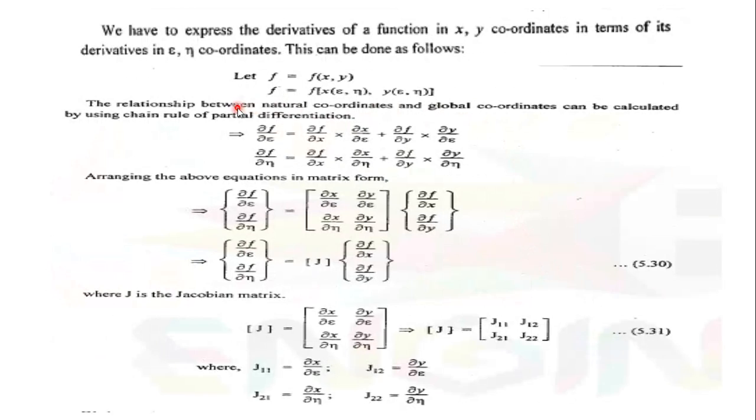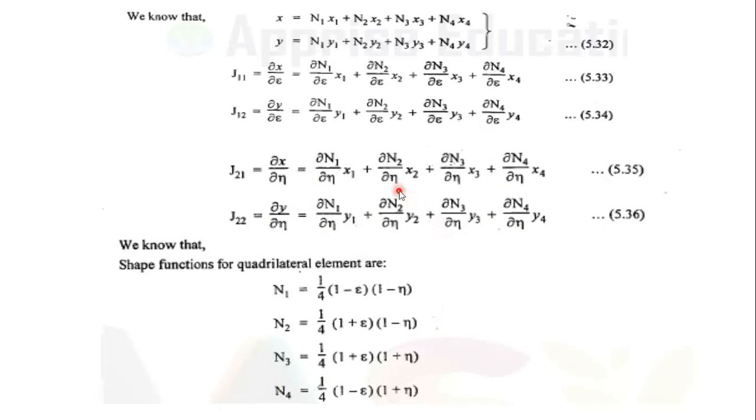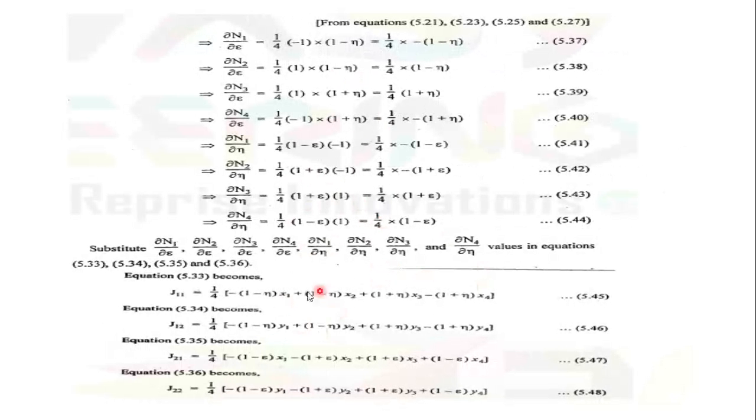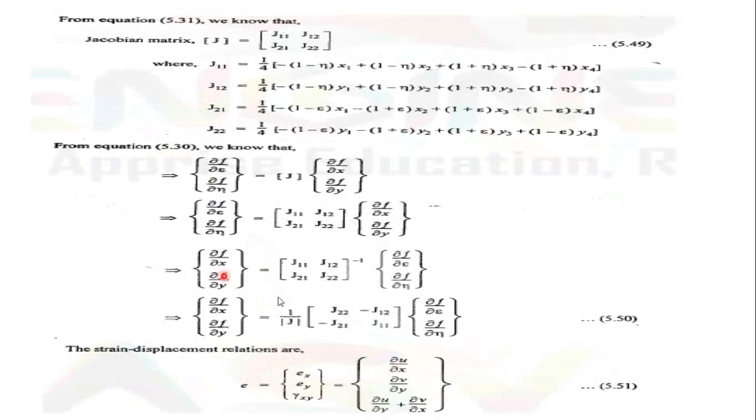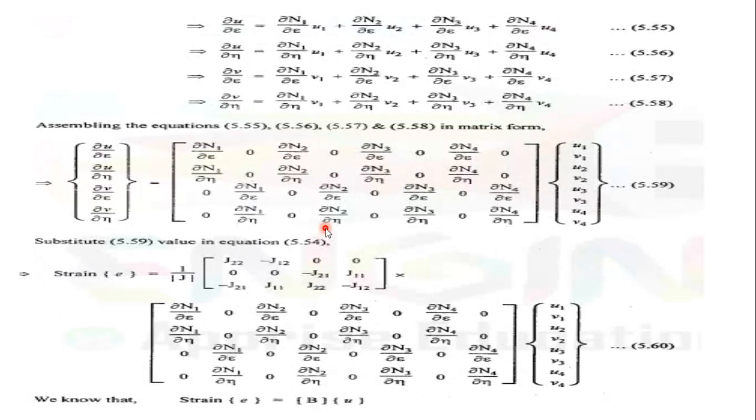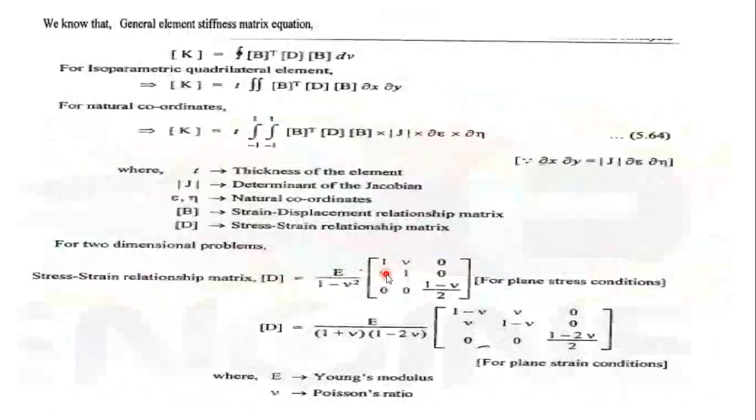the coordinate transformation relation, that is, the relation between natural coordinates and global coordinates, which can be calculated by using the chain rule. I applied the chain rule for ε, η and x and y. Based on it, we find the equation for the individual strain displacement relation. Once we know the strain displacement relation, we go for the stress strain relationship. The stress strain relationship will be the same for any two-dimensional element, represented in terms of Young's modulus and Poisson ratio.